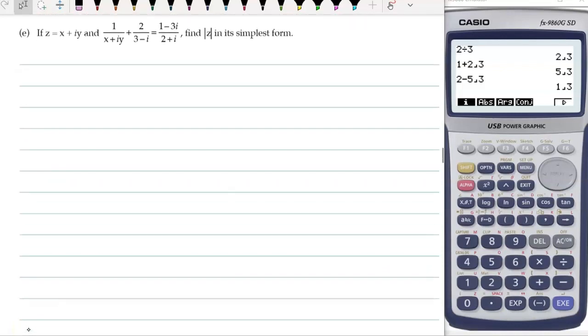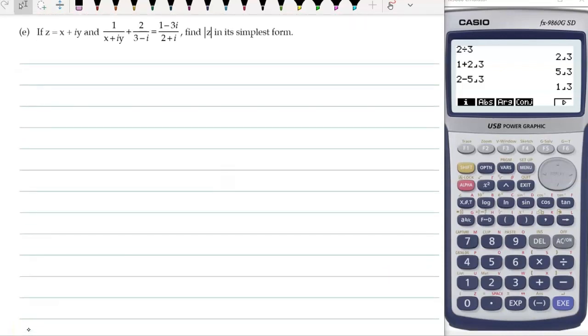Okay, last question for this practice paper now. So from this bit here, what we need to identify is just how much this bit is worth, and then we'll be able to find the modulus of it. So that's what we're aiming for. So 1 over x plus iy. If we take this piece over to the other side of the equals, we'll have 1 minus 3i over 2 plus i, and then take away 2 over 3 minus i, and we'll use the calculator to help us out there.